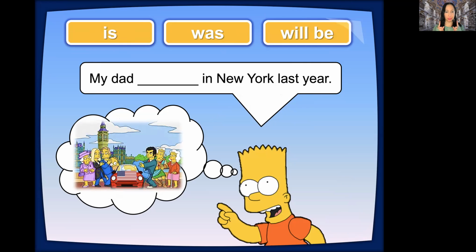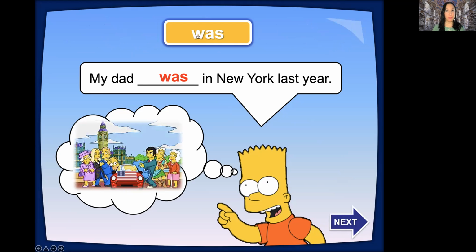Now think about the clue words. It happened when? That's right, last year. So what does that mean? What verb tense would that be? That's right, in the past tense. My dad was in New York last year.